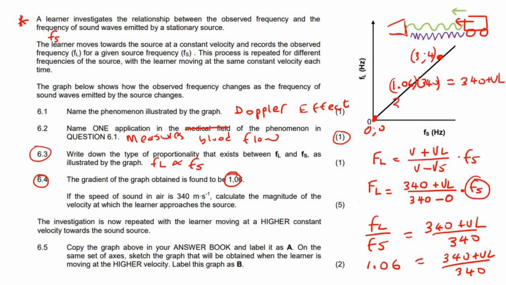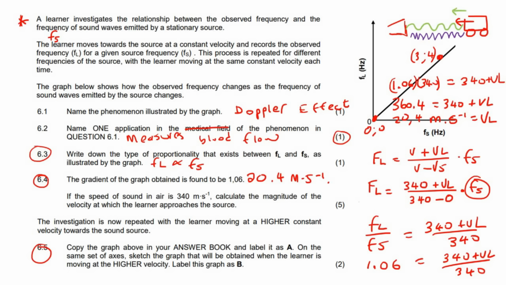And we get 360.4. And then here we've got 340 plus vL. Okay, and then if you take the 340 over, you end up with 20.4. Let's put the units, 20.4 meters per second. Okay, let's just write that answer down nicely, 20.4 meters per second. Okay, copy the graph above in your answer book and label it as A.